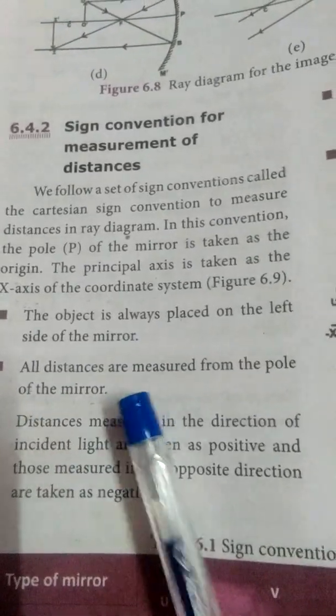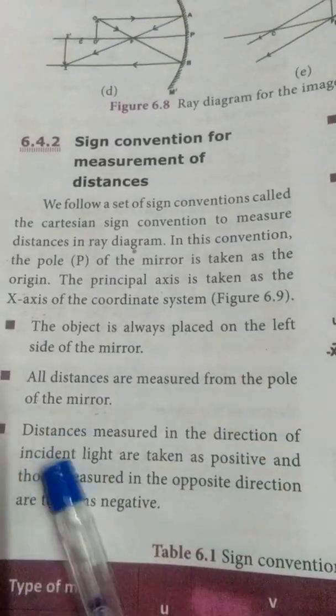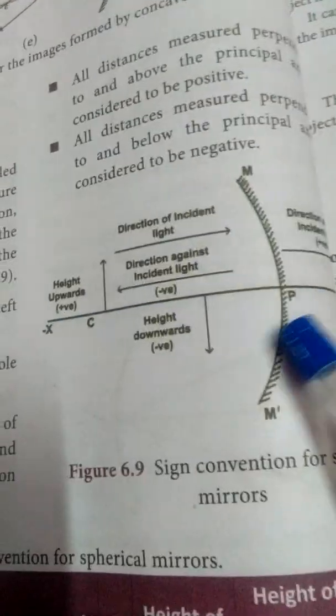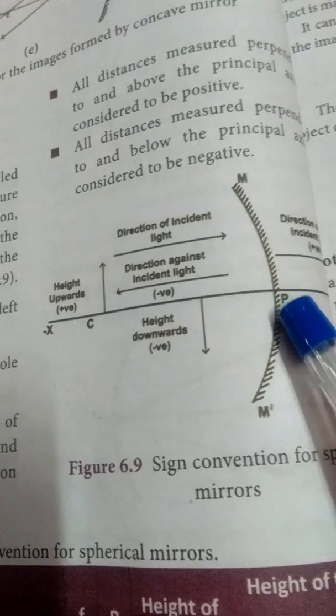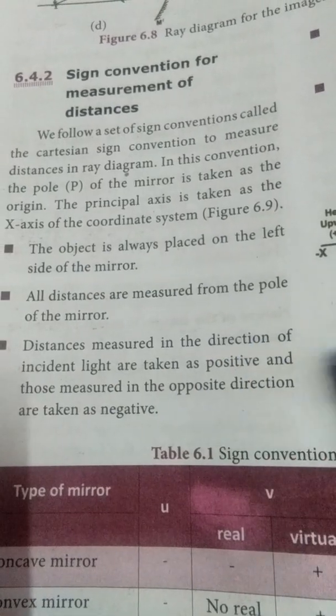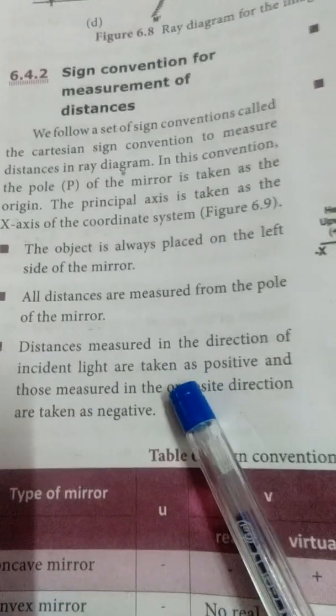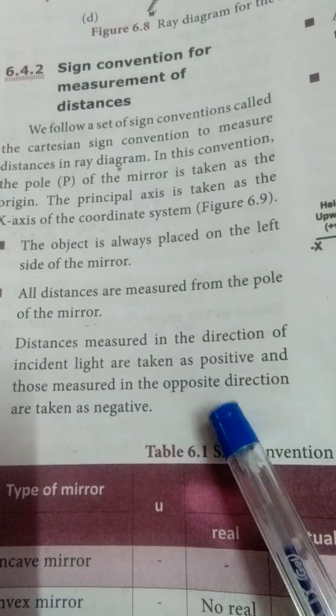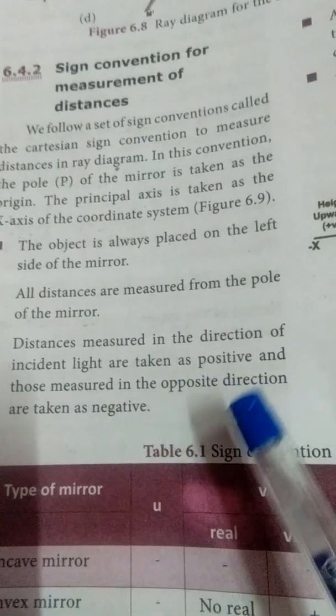All distances are measured from the pole of the mirror. Whatever distance you are measuring, measure from the pole P of the mirror, to this side. Next, the distances measured in the direction of the incident light are taken as positive, and those measured in the opposite direction are taken as negative.